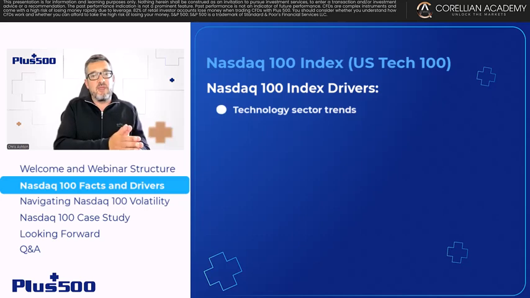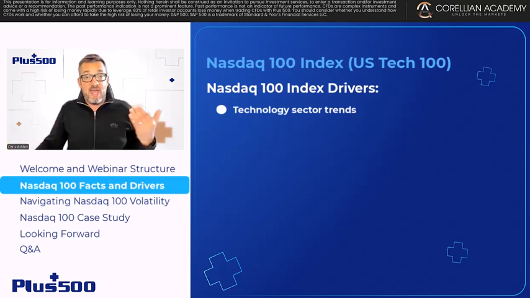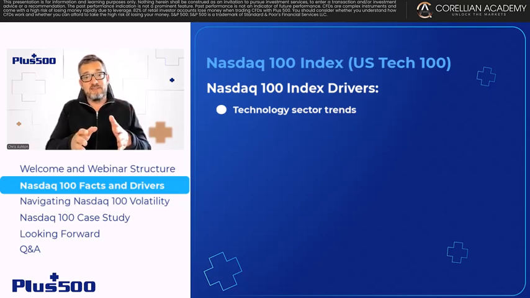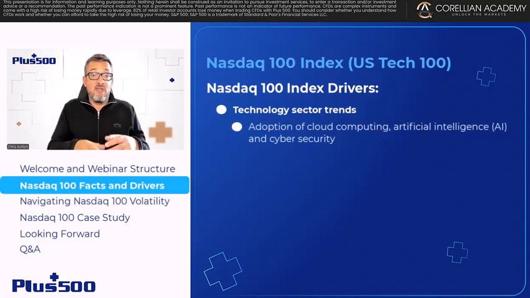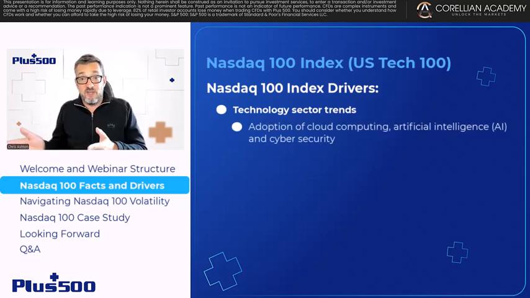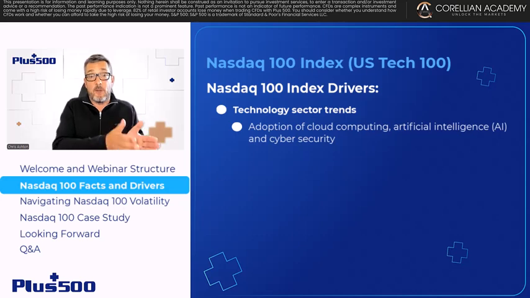Now, category 3 is technology sector specific trends. As I've shown, the Nasdaq 100 index is dominated by technology companies. So trends in this sector, such as the adoption of cloud computing, artificial intelligence, and cybersecurity, are major drivers of trader sentiment and investor behavior.